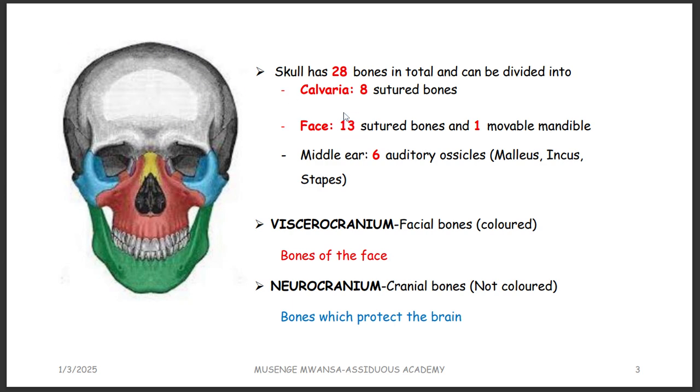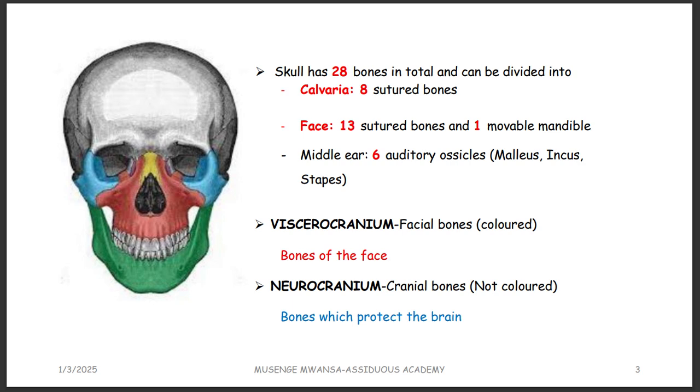And then 13 of them will make up the face. These are the ones that you can see colored. We call them facial bones. And then 6 of them are going to be found in the inner ear. We call them auditory ossicles: the malleus, incus, and the stapes. Because we have 2 sides, that's why they are 6.